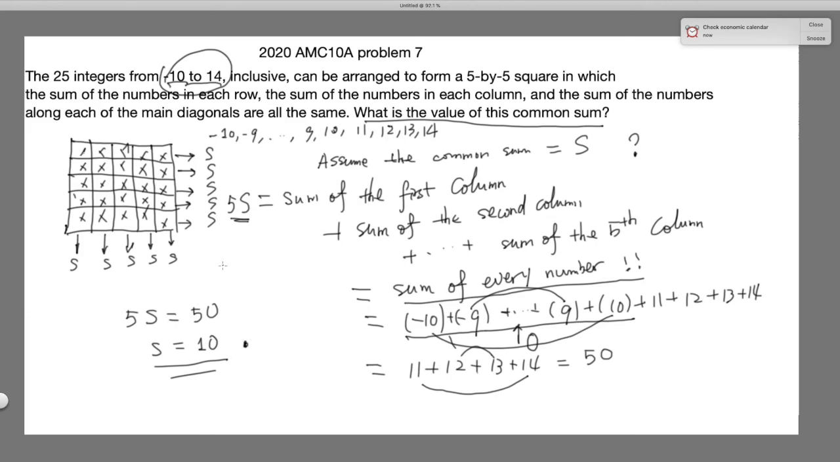And here you realize that we only use the fact that every column has the same sum. We don't even need the condition that every row has the common sum as well, not to mention that we don't use the fact that the two main diagonals also share the same sum. We're only using this fact: each column has the same sum. This consideration of adding all the numbers together without even considering their ordering is a very, very important technique.